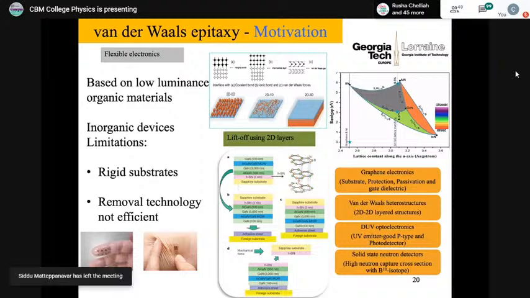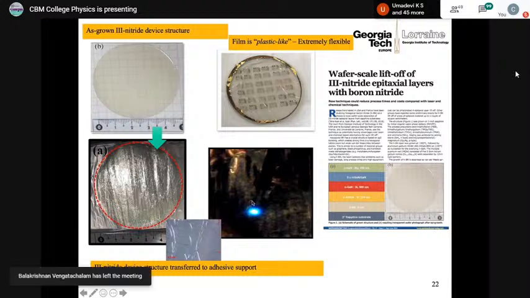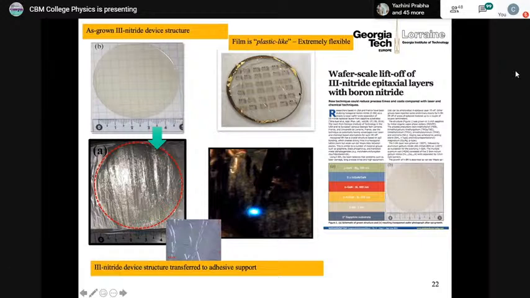It was on a very, very small scale. They even reported that the scalability and the quality of hexagonal boron nitride was very low at that time. The commercialization of this technology will rely on the quality and scalability of this boron nitride. And we also have the lift-off of the active device layer onto a flexible tape. We have shown that we can still have blue light emission, which is the optical functionality of this device structure. We can have plastic-like behavior, which is extremely flexible, the feature we want for flexible electronics.